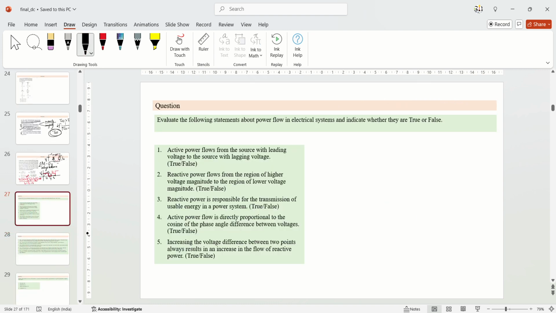So I'm moving to the statements related to the power flow in the electrical system. Here I have given 5 statements. Just let me know which statements are true and which statements are false.